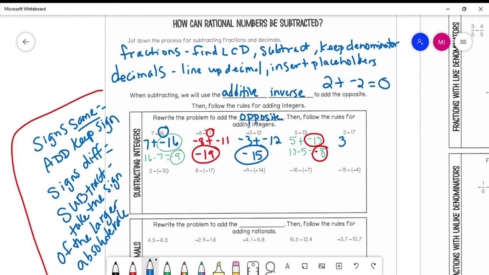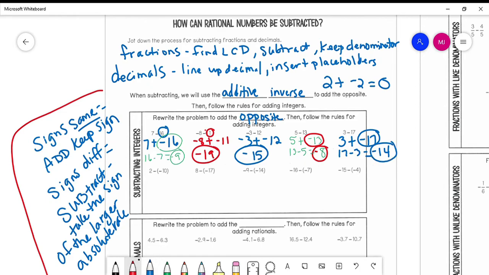So keep that first number. Add the opposite, and the opposite of 17 is negative 17. Signs are different, find the difference. So 17 minus 3 would be 14. Look at your absolute value. Absolute value of 3 is 3. Absolute value of negative 17 is 17. So we want to take the sign with this number, which would be a negative sign.